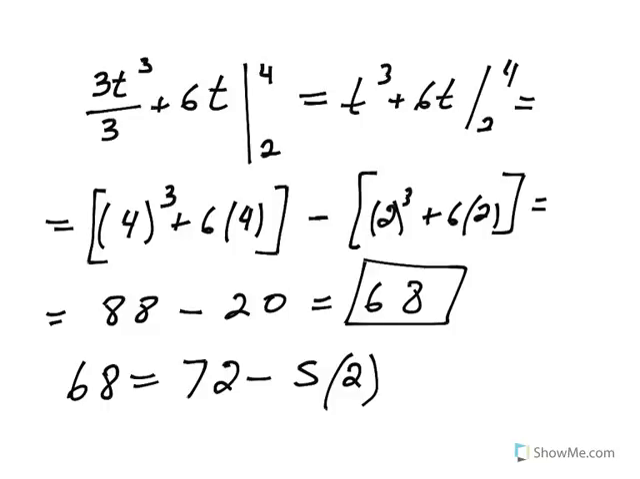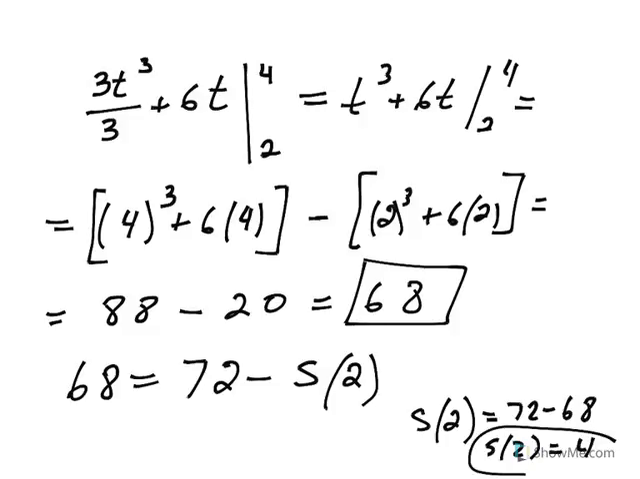Well, the rest of it is easy, algebra 1. So s of 2 equals 72 minus 68, which is 4. And we're done. Now they're asking you, part B, to find the total distance. That's very important, not the net distance. Total distance from 0 to 7.